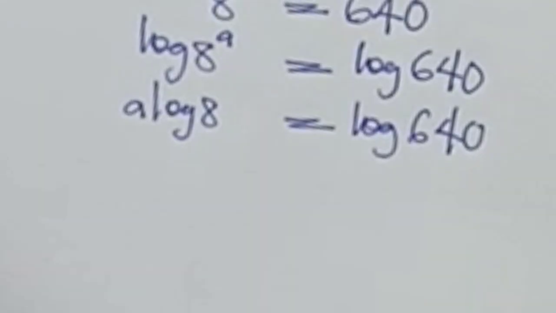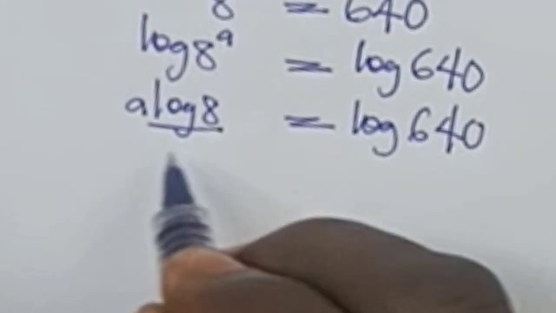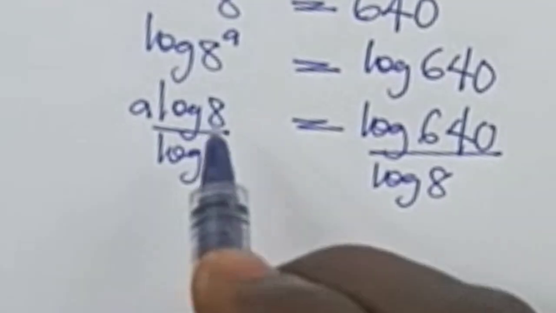A is the unknown, so we're going to divide both sides by the coefficient of a, which is log 8, that is all over log 8, all over log 8. Here, log 8 can cancel out. What will be left is a equals log 640 all over log 8.